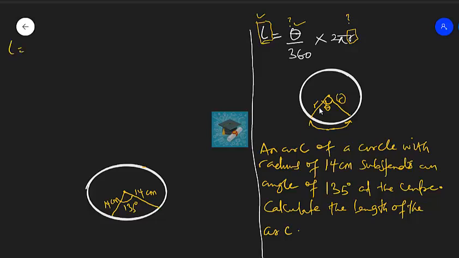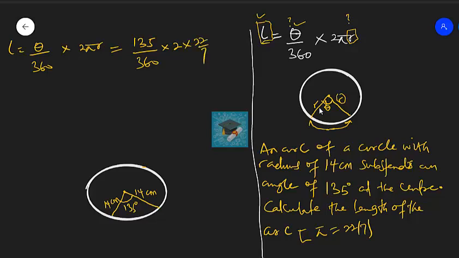You already know that the length of the arc is the angle subtended at the center over 360 times 2 pi r. In this case, your angle subtended at the center is 135, so 135 divided by 360 times 2. The question says you should take pi to be 22 over 7, so times 22 over 7. Your radius is 14, so times 14.